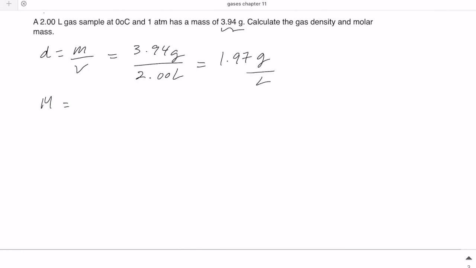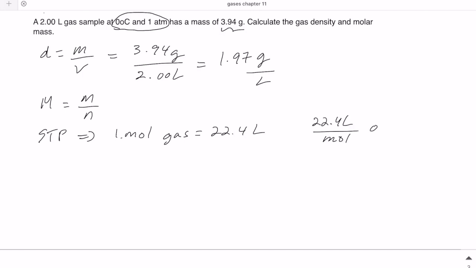Now, molar mass, remember, is the mass of 1 mole of a substance. So if you want to get it, you're going to have to take the mass of the substance divided by its number of moles, which has the symbol N. To get the number of moles, we're going to need to think a little bit about the situation that we're given. We were told that the gas is at 0 Celsius and 1 atmosphere, which is our STP condition. And at STP, 1 mole of a gas is going to have a volume of 22.4 liters, so we can use this as our conversion factor, either that or that.